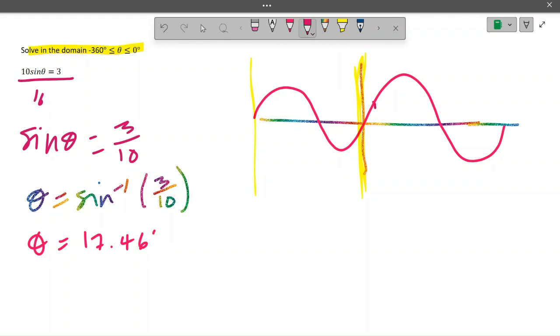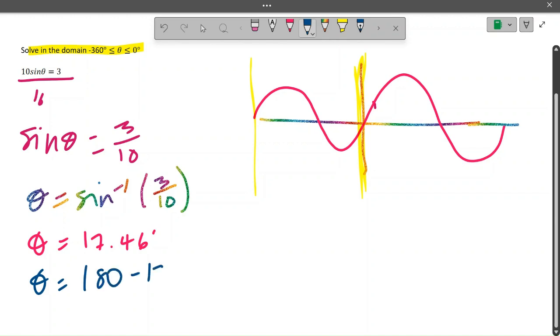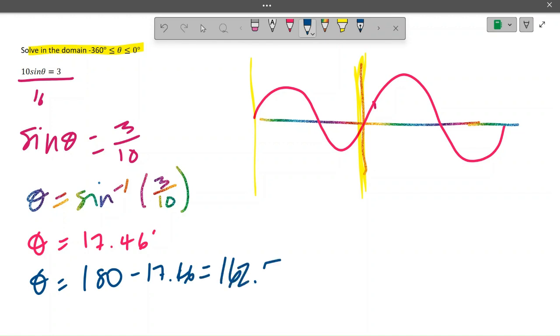The next thing we are going to do is use our property. We're going to say 180 degrees less 17.46 degrees to get our next value, which is 162.54 degrees. This also does not fall within our domain. It's about right here. So we need to find the values that are exactly 360 degrees the opposite way.